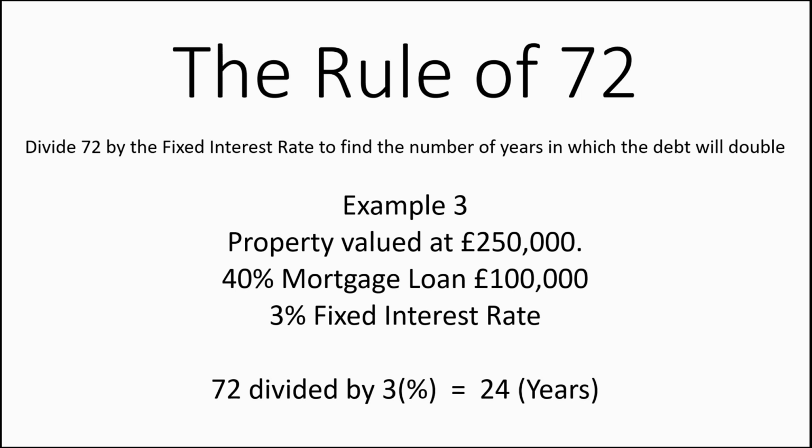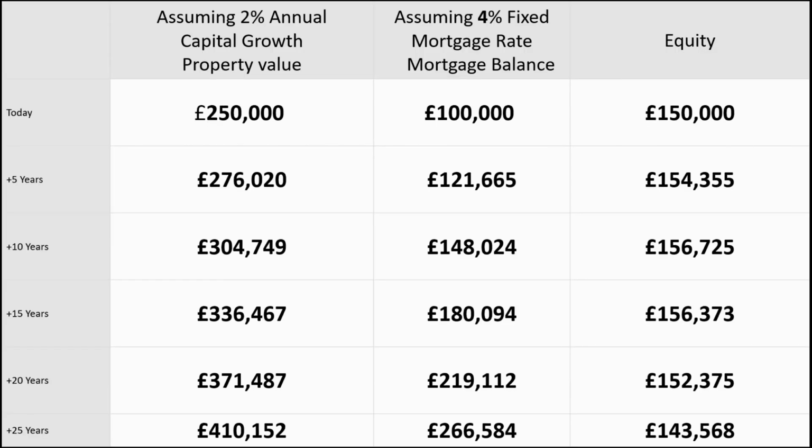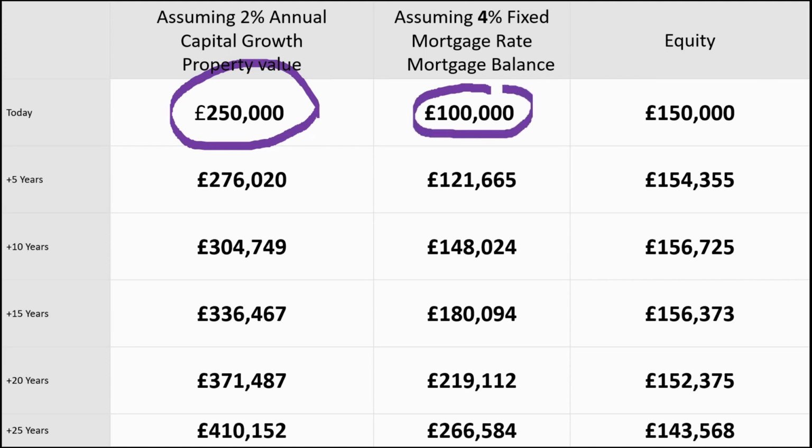So let's have a look now at some tables. Here we can see we have our property at £250,000, that's today, and our mortgage £100,000, of course without equity £150,000. Now we're going to use a figure of 2% as the annual capital growth which we would expect from the property. That's a reasonable figure to use, and here we're going to use 4% as the fixed mortgage rate.